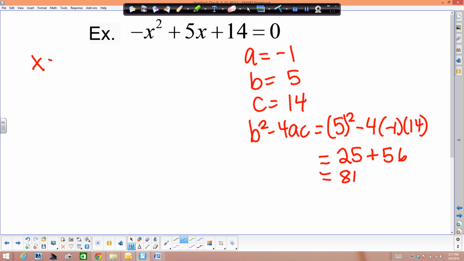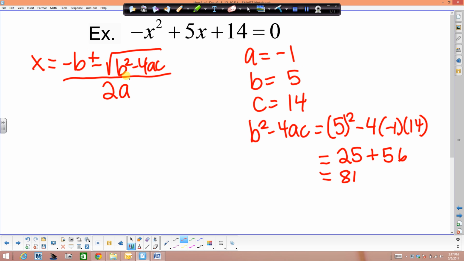So now look back at your formula if you need to. We've got x equals negative b plus or minus the square root of b squared minus 4ac, all over 2a. So when we plug in, we're going to have the opposite of b, which positive 5 becomes negative 5.